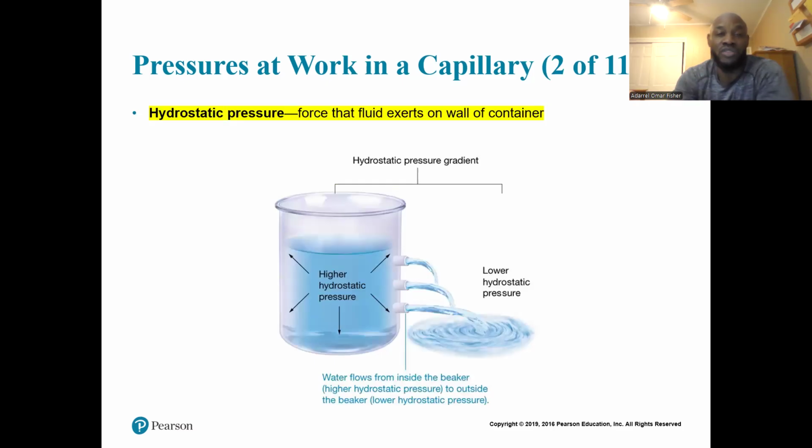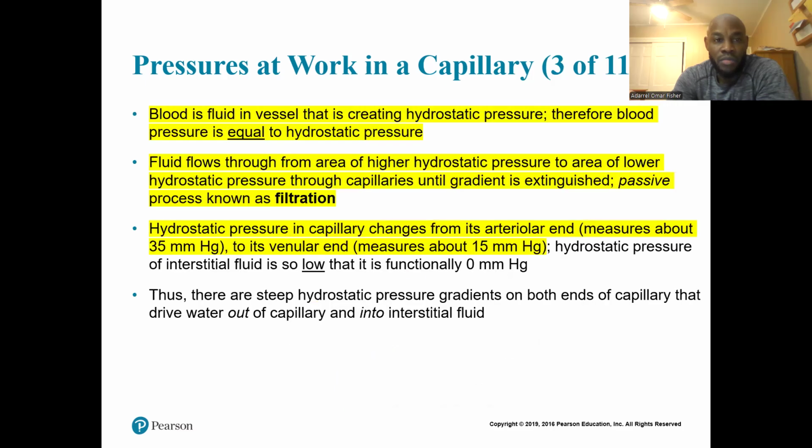So hydrostatic pressure is the force that a fluid exerts on the wall of a container. You have a beaker. Hydrostatic pressure is the pressure on the walls of that beaker. Blood is a fluid. Blood pressure is equal to hydrostatic pressure. So when we measure blood pressure, we're measuring hydrostatic pressure. Fluid flows from higher hydrostatic pressure, or higher blood pressure, to lower blood pressure.